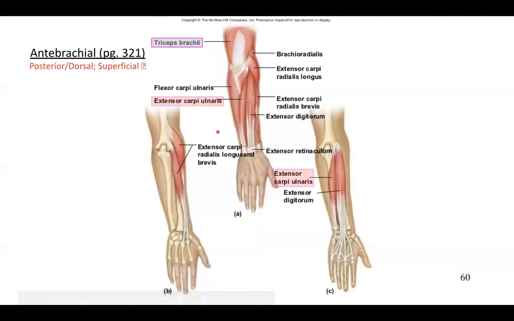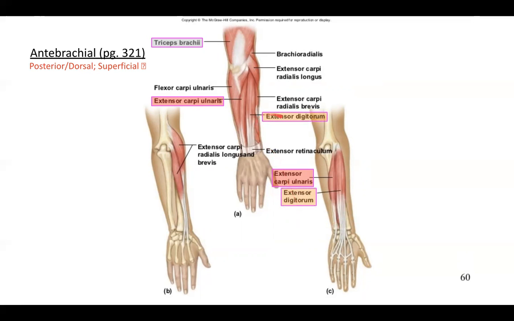All right, again, looking at the forearm, now we have the extensor carpi ulnaris, and this will do the opposite of the flexor carpi radialis. It will help to extend your wrist, and again, it originates up in the humerus and then inserts down in your metacarpal, and it will extend your wrist.